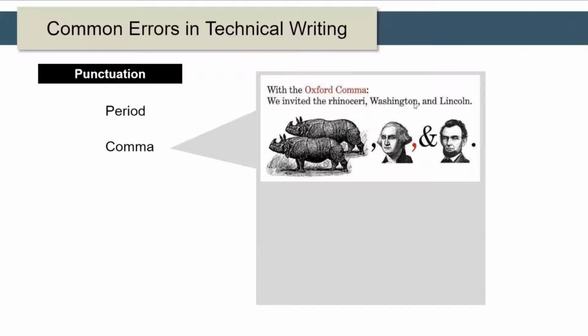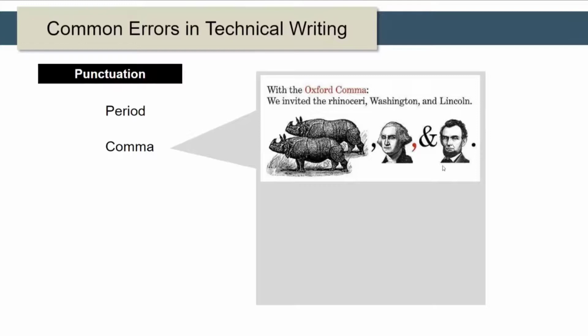Now, what is the significance? How does it change the meaning? You may have seen a lot of memes about how placing a comma changes the meaning, but how the Oxford comma changes the meaning is what we are trying to see here. So, for example, we invited the rhinoceri, comma, Washington, comma, and Lincoln. So we are having a party and we invited the rhinoceri, that means 2 rhinoceros, comma, we invited Washington, George Washington, comma, and we invited Abraham Lincoln. Right? So using this Oxford comma here specifies that rhinoceri is a separate element, Washington and Lincoln, these are all individual separate elements. Okay?